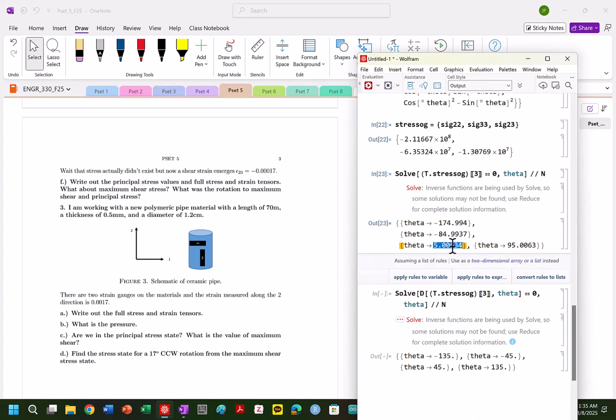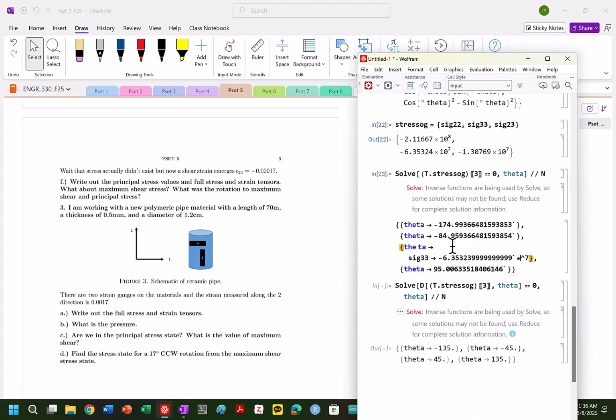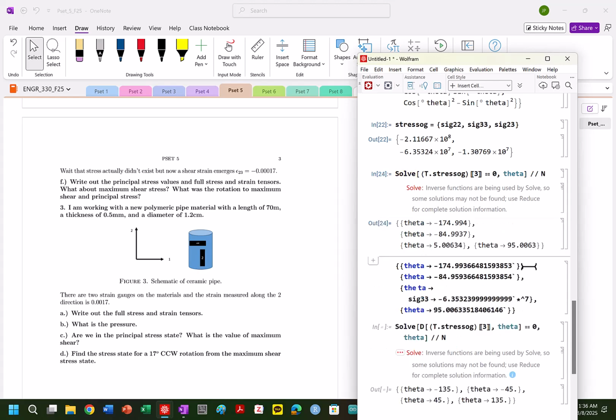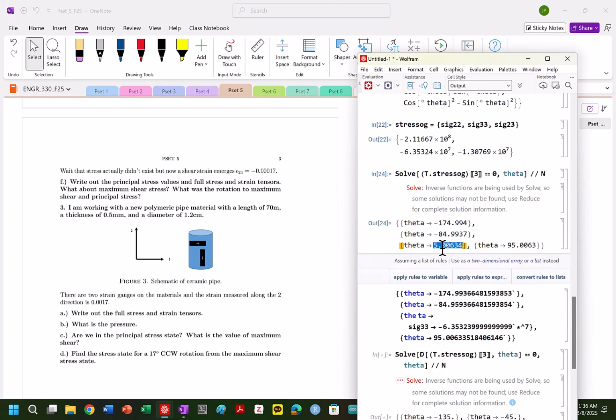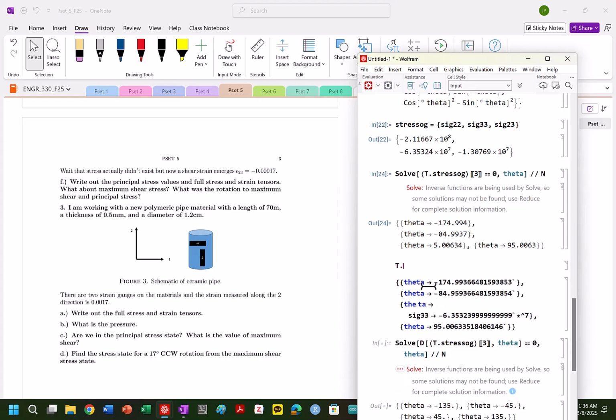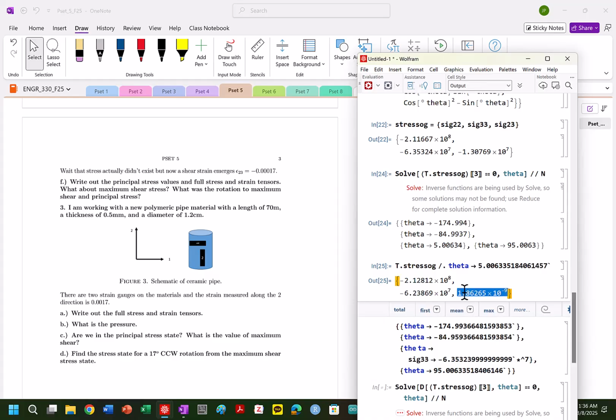Any of these values here, I'm going to pull out this value here. Please stop giving me t dot sig stress OG, actually. I usually do sig OG, but anyways, theta goes to this value here. We should expect to see a 0 value on this last, which is pretty close to it.